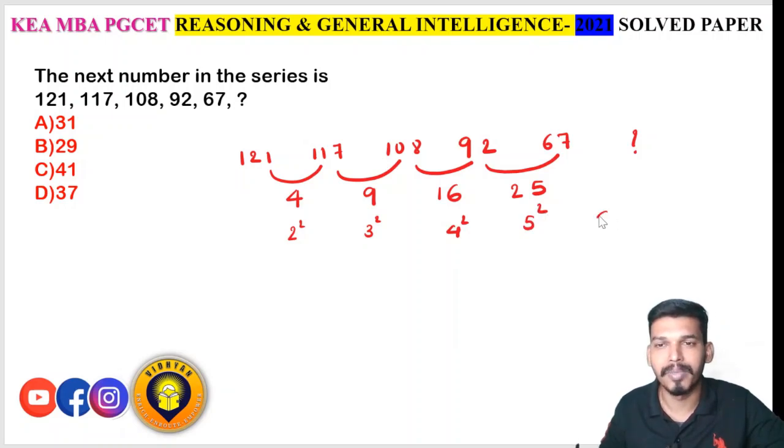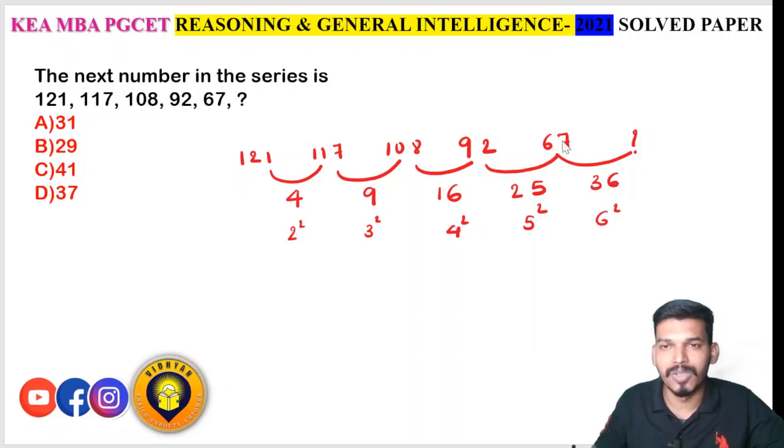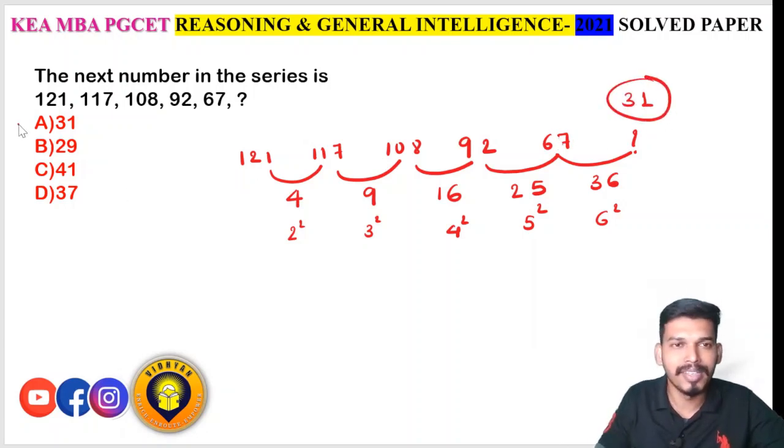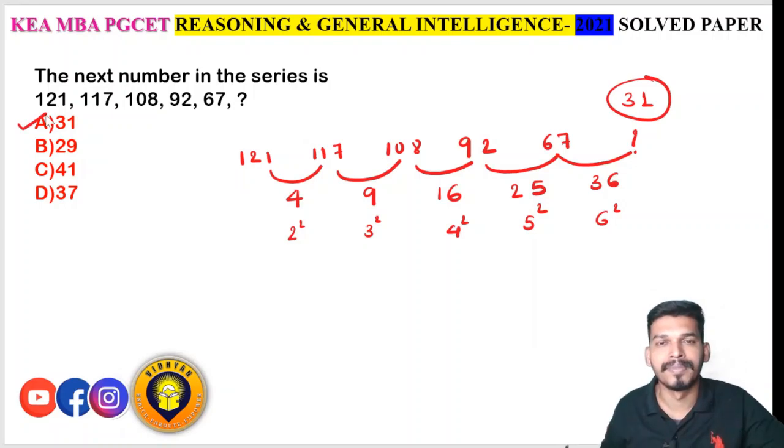So what should the next difference be? 6 square, which is 36. So 67 minus 36 you have to do. 7 minus 6 is 1, 6 minus 3 is 3. So the answer is going to be 31. As simple as that. Let's move on to the next one.